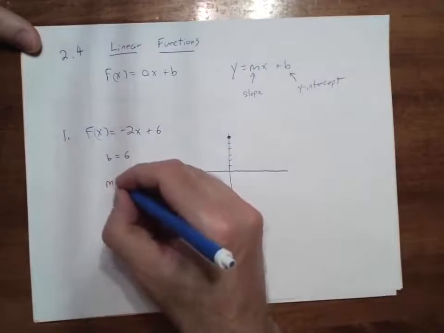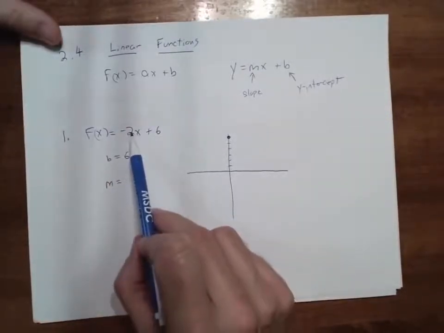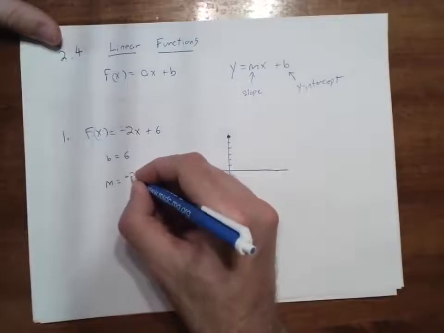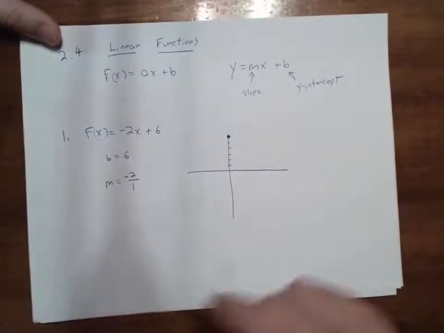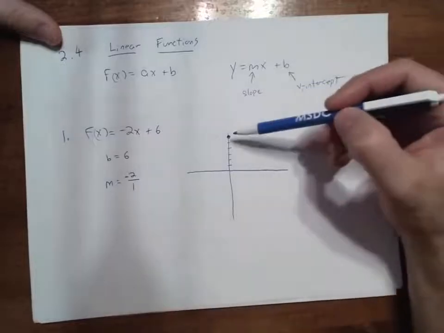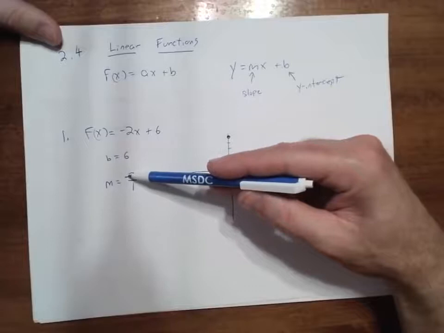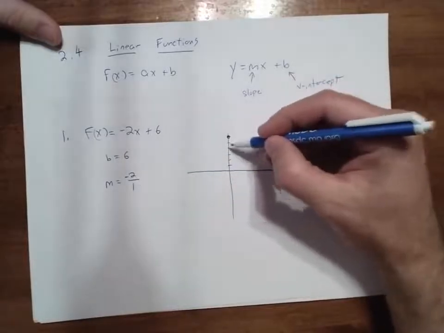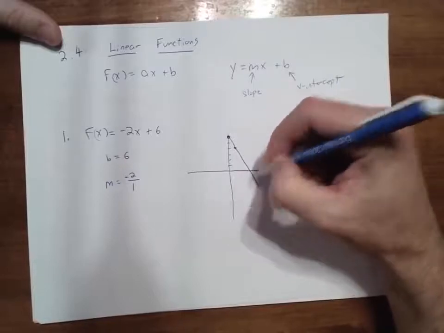And then your slope is the number in front of x. We want to think of this as rise over run. In this case, it's not a fraction, but we always want to think of slope as a fraction. So it's going to be negative 2 over 1. The way we get our second point from the line is we start at the y-intercept. I'm going to count down 2, because it's negative 2, and then over 1. And then we can just draw the line through those 2 points.